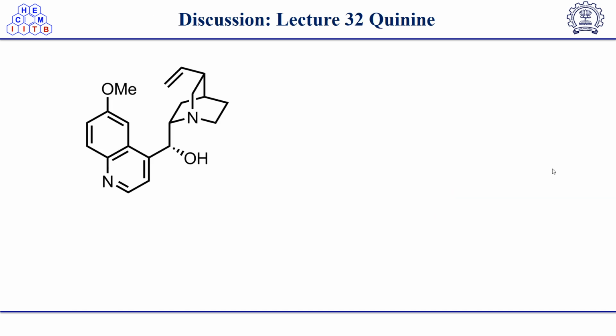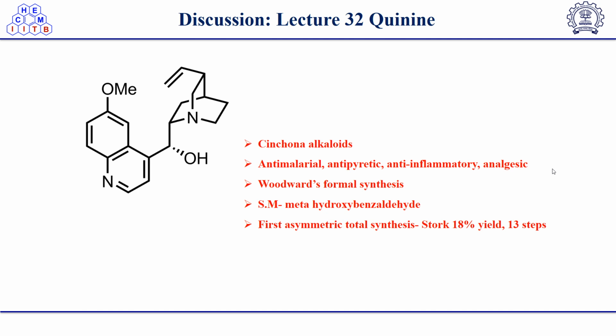Then the third natural product was quinine. So here in this lecture 32, we saw the discussion on the first formal total synthesis of quinine by Woodward, following Reit's protocol, and then Stokes asymmetric total synthesis. So quinine and quinidine are cinchona alkaloids, which are isolated from the bark of cinchona and remigia species, which is used in the treatment of fever. Quinine in particular is used in the treatment of malaria, and it acts as antipyretic, anti-malarial, analgesic, anti-inflammatory agent.